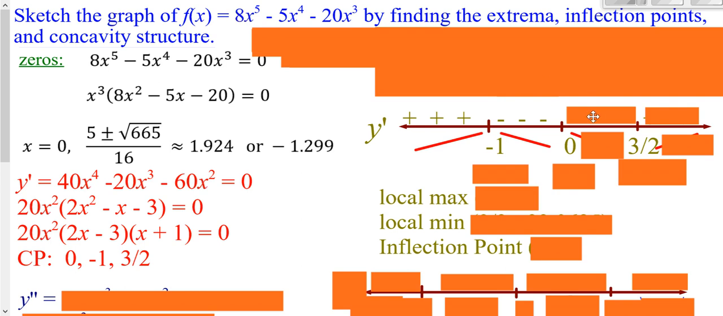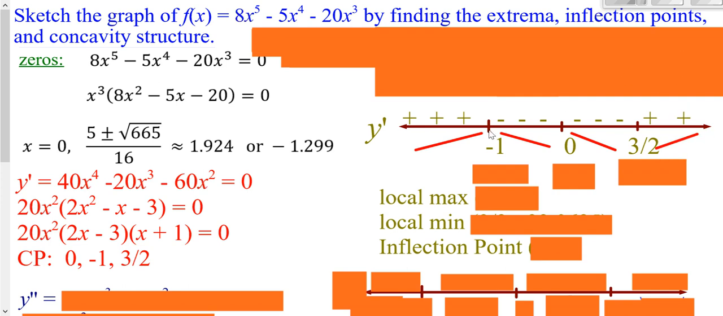Try a number over here, like 1. 1 squared is positive. 2 times 1 minus 3 is negative. 1 plus 1 is positive, so we get a negative again, so you know you're going down here. So try a number to the right over here, like 2. Plug in 2 for x here. You get 4 minus 3, which is 1. 2 plus 1, which is positive. So everything's positive, so your first derivative is positive, which tells you your graph is going up.